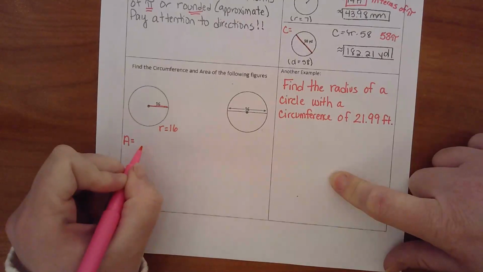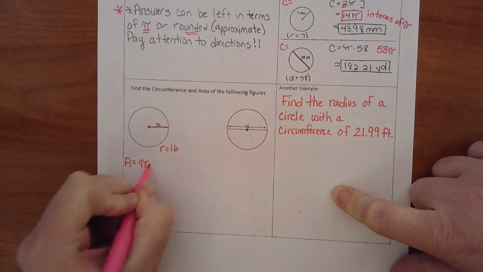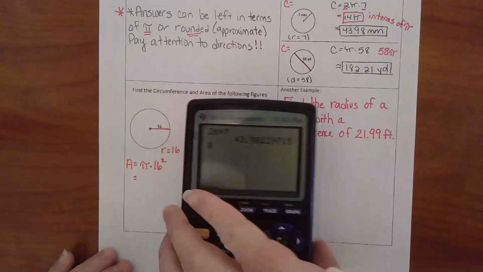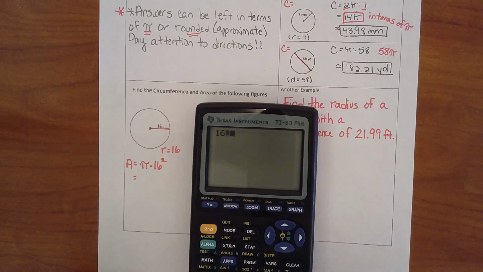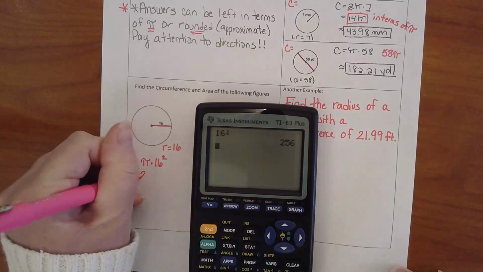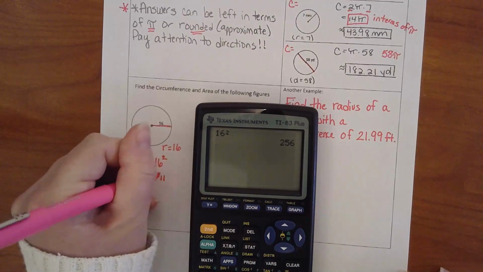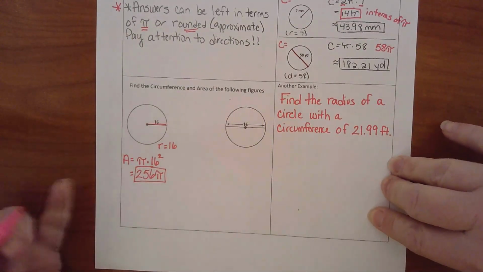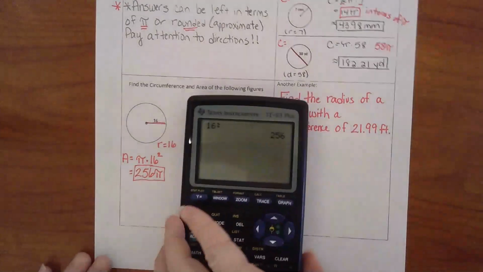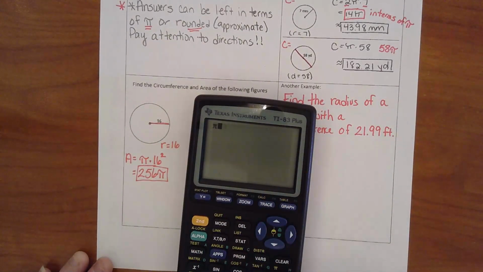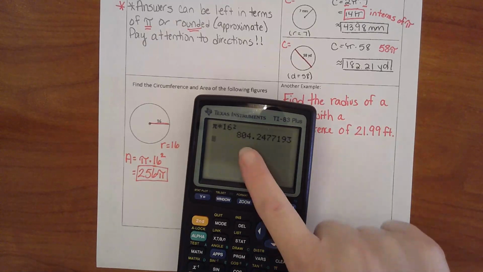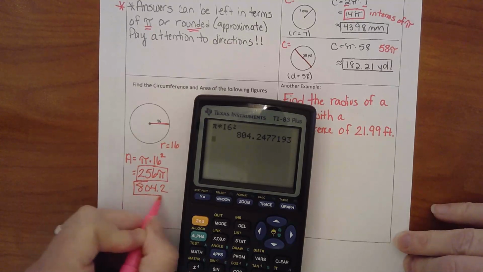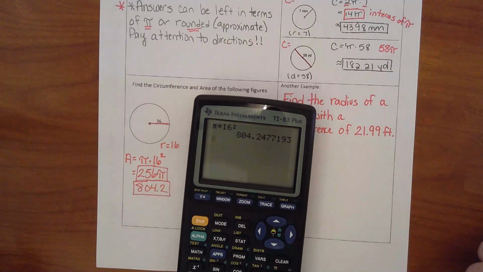So for the area formula, it says pi times radius squared. If I want to leave this in terms of pi, I just do 16 squared in my calculator and I get 256. So 256 pi would be the area, you could leave it like that, or you can actually do pi times 16 squared and you get 804.2. Either one of those are going to be totally fine for your area.